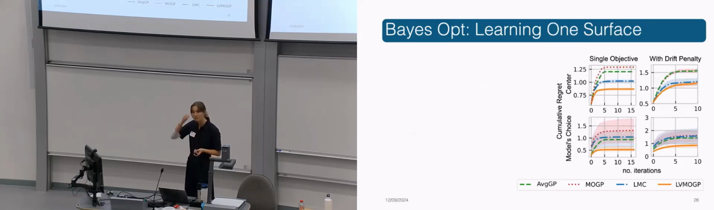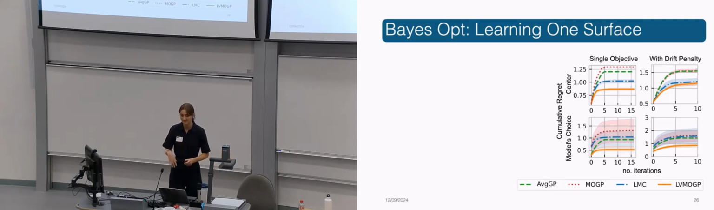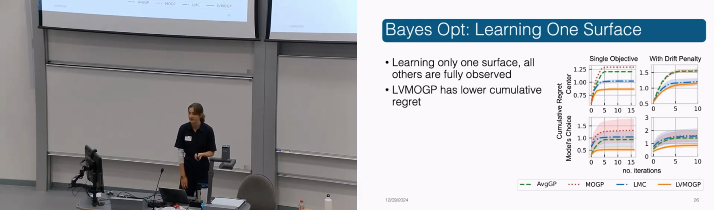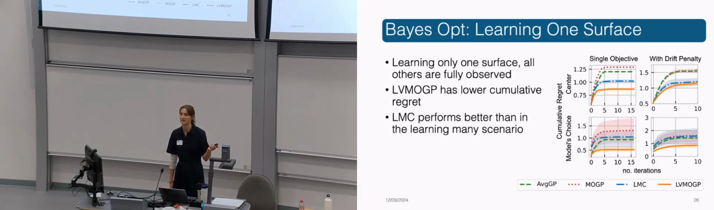Then moving on to the one surface at a time setting. This is where all of the surfaces are in your training set except one, and then we're learning that one. And this is averaged over all of them. We can see again the latent variable multi-output GP does better. You can also see the LMC does a lot better.